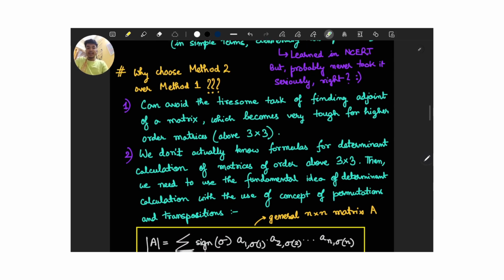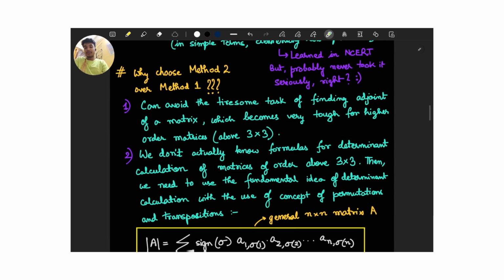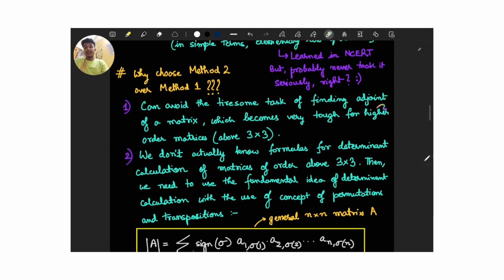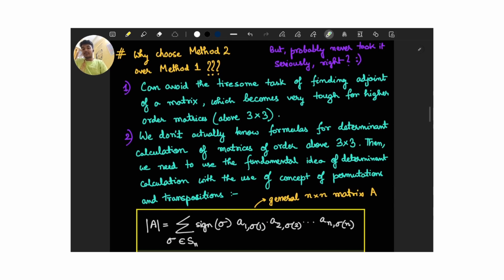So for that, I have written some points which you can read. For the first point, we can avoid the tiresome task of finding the adjoint of a matrix. As you can see over there, it was a big matrix. You have to write the cofactors of each and every element, and it becomes very tough to write all that if the matrix gets bigger, I mean, greater than 3 cross 3 order. So it's a tiresome task.